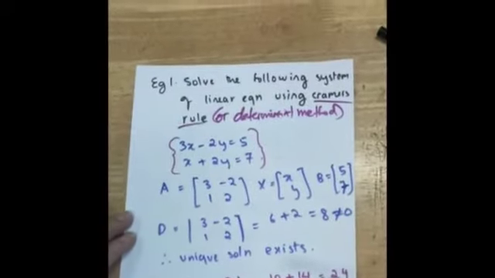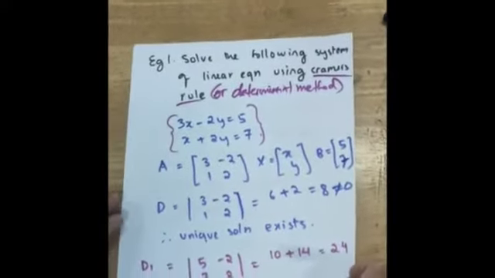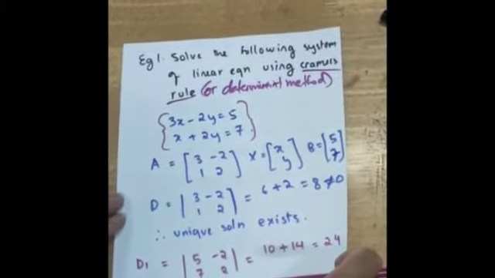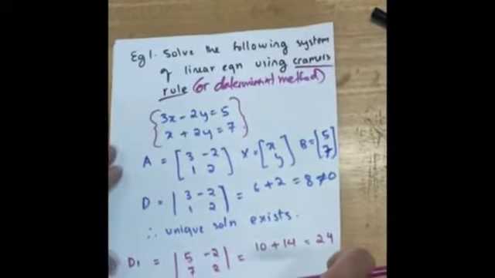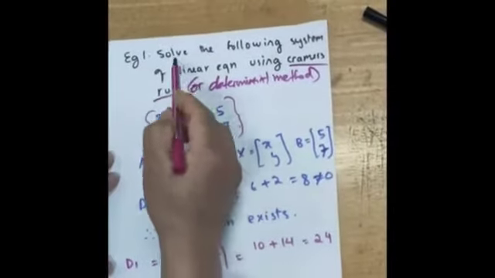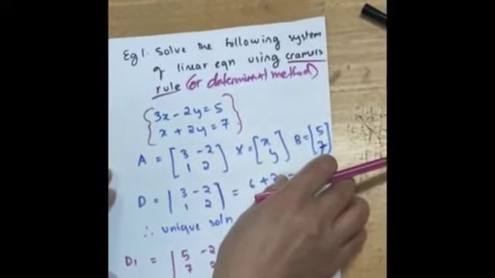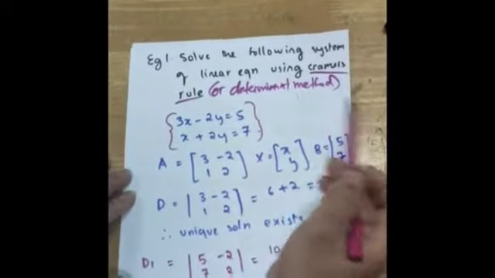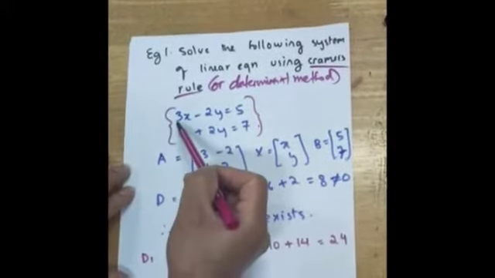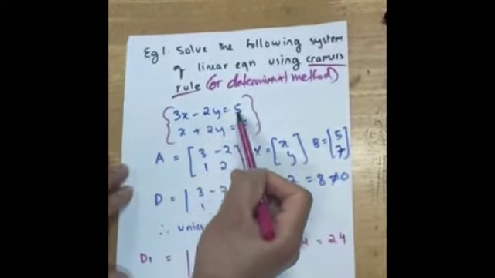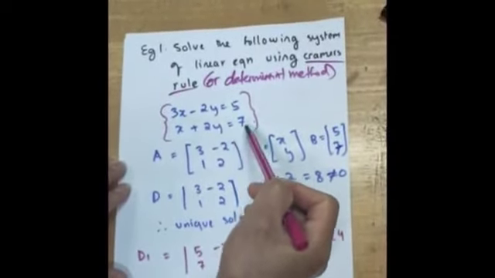The first example question will focus on solving two system of linear equations, and the second example question will be on three system of linear equations. So example number 1: solve the following system of linear equations using Cramer's rule or determinant method. We are given two equations: 3x minus 2y equals to 5, x plus 2y equals to 7.